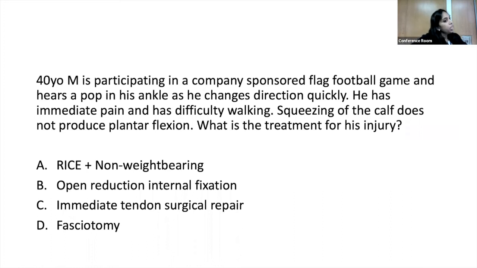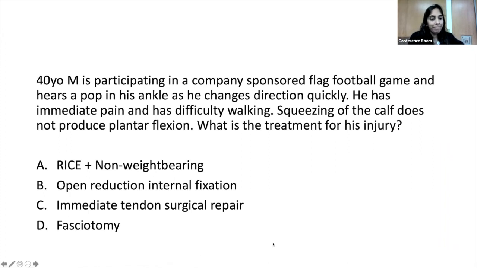Great, a 40-year-old male is participating in a company-sponsored flag football game, and there's a pop in his ankle as he changes direction quickly. He has immediate pain and difficulty walking. Squeezing of the calf does not produce plantar flexion. What's the treatment for this injury?